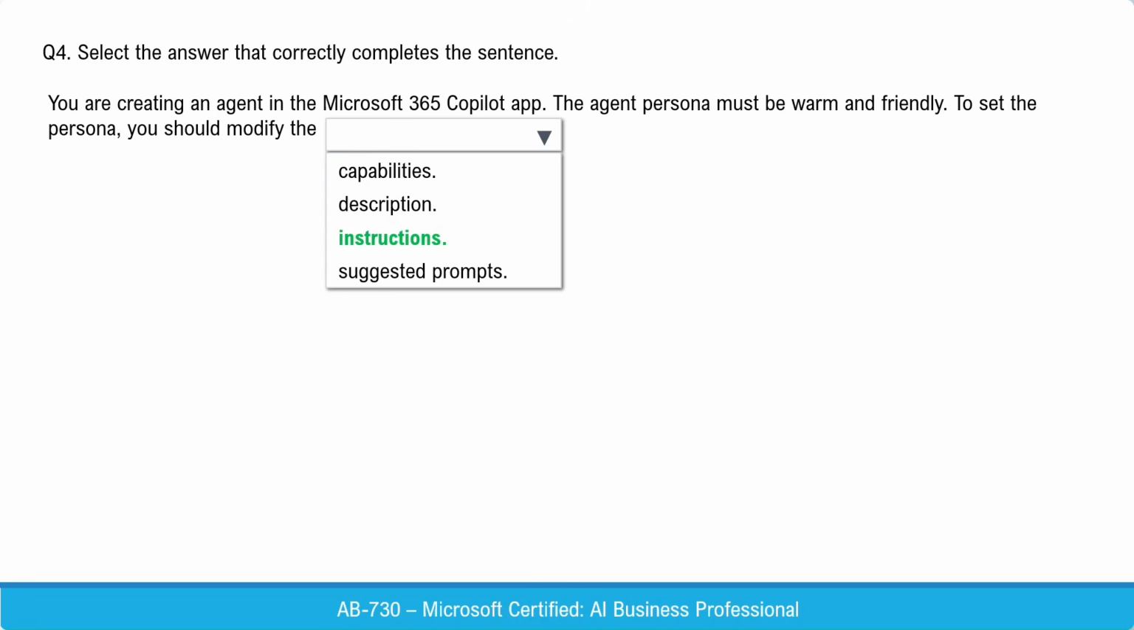Now let's look at the other options. Capabilities define what the agent can do, like retrieving data or performing actions. They do not control tone. Description is just a summary of the agent's purpose. It explains what the agent does, not how it speaks. Suggested prompts are example inputs for users. They help users interact, but they do not define the agent's behavior. So only one option directly controls personality and tone, and that is instructions.